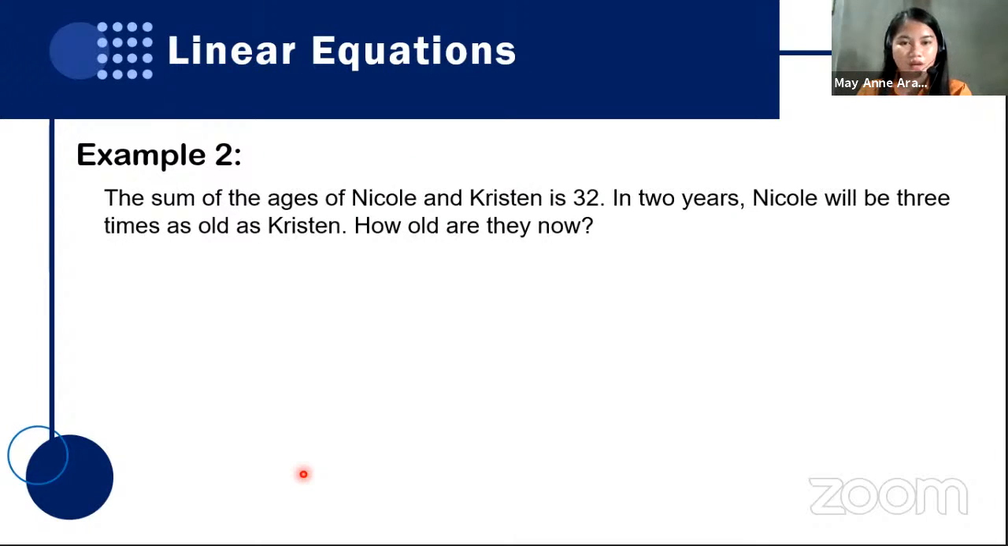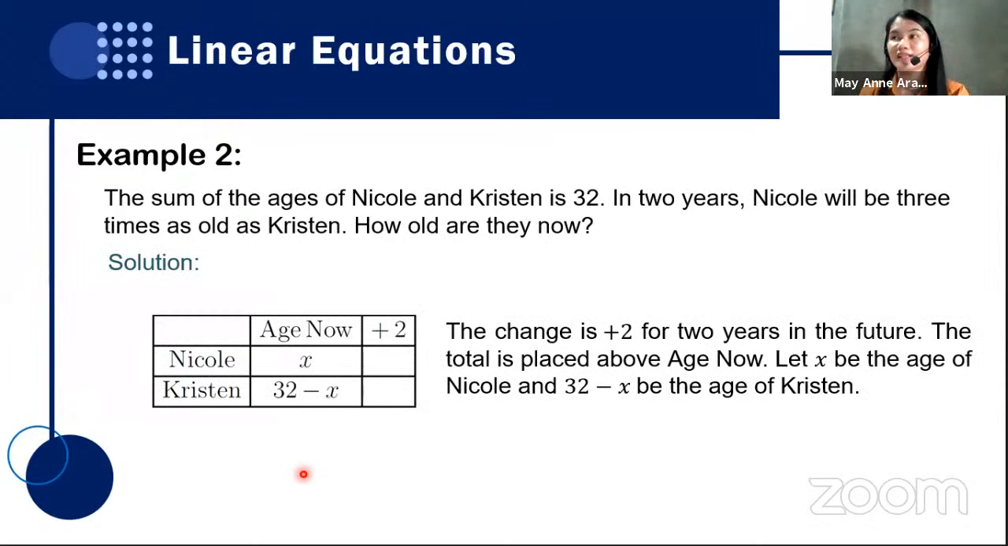Okay, we know the sum of their ages is 32. And in 2 years, so ganyan naman, sa future naman. So, plus 2 naman. Kanina kasi 5 years ago. On this problem, we have plus 2 since in 2 years. So, since we will assign values of x, let x be the age of Nicole and 32 minus x be the age of Kristen.